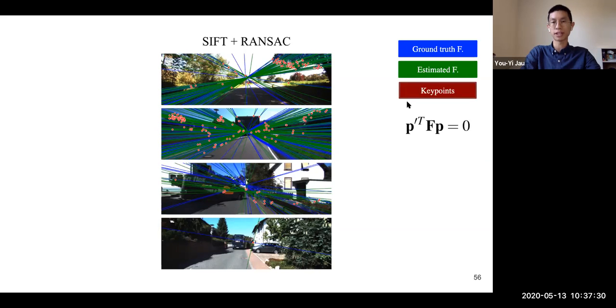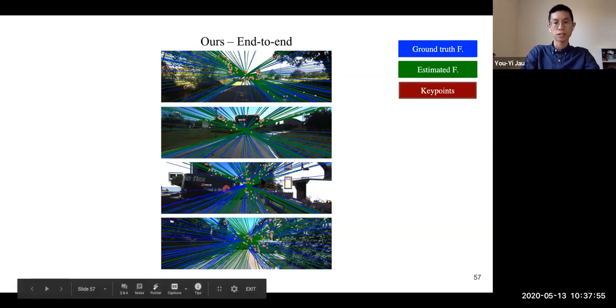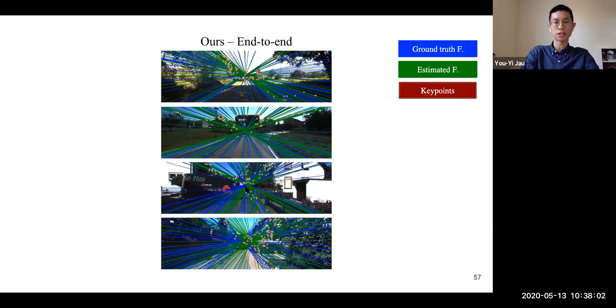And we also plot out the keypoints. The keypoints contribute to the estimation of the fundamental matrix, so we can observe how these keypoints affect the estimation. This is the visualization of the baseline, SIFT plus RANSAC. This is our pipeline using end-to-end training. So we argue that we have more balanced keypoints that lead to better pose estimation. The vanishing points better overlap with the ones from ground truth.